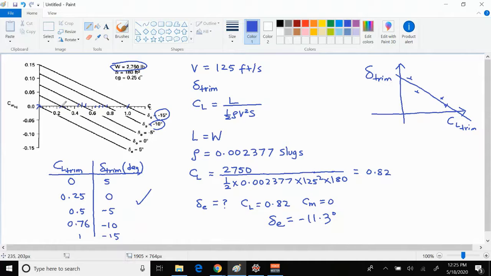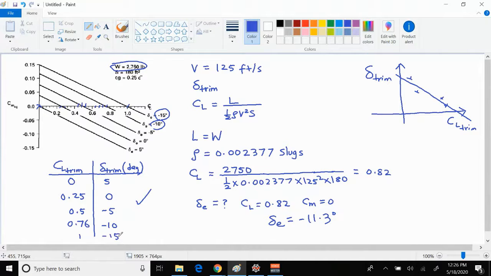Next line crosses the horizontal axis at 0.25 and the elevator angle is 0 degrees. After that we have CL equals 0.5 and delta equals -5, then CL equals 0.76 and delta equals -10, and the final value is CL equals 1 and delta equals -15.